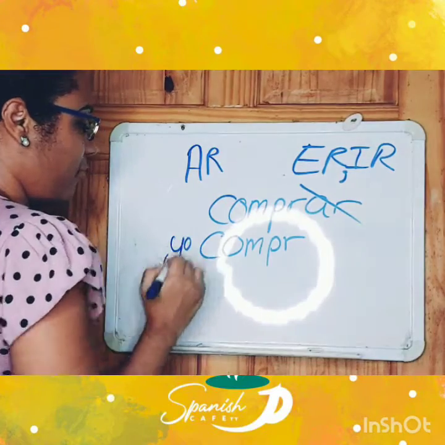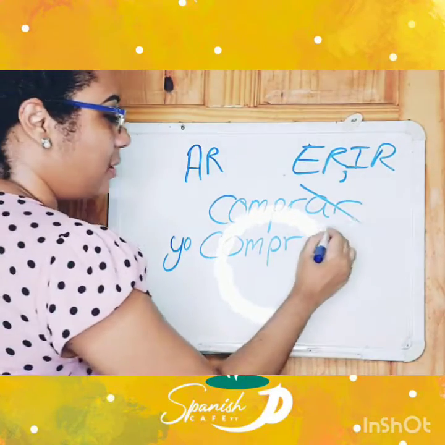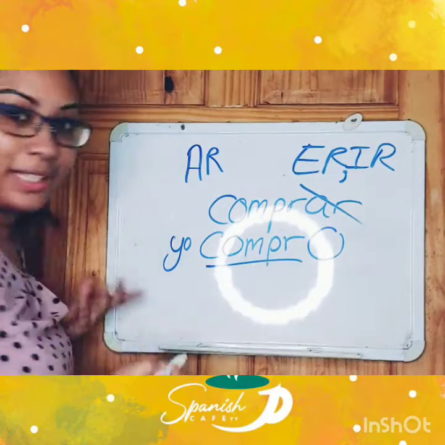So let's say we want the I form of yo. For I, we're going to put in o. It's always going to be yo something, o. Let's try it again.